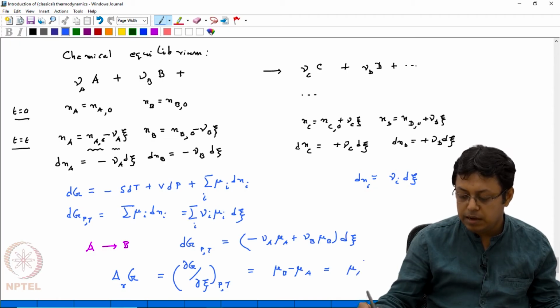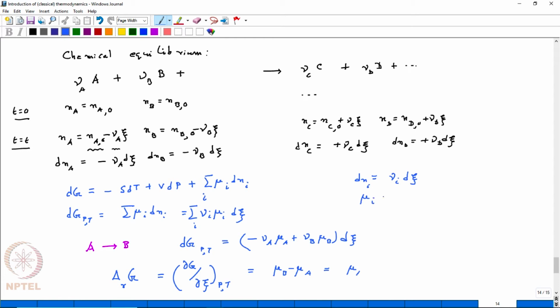So again, any mu we can write as mu I 0 plus RT ln Pi by P0, and then we can replace it. What we see here is some terms like mu B0 minus mu A0 if we collect the standard state chemical potentials, and then we'll have RT ln of Pb by Pb0 divided by Pa by Pa0, because A has a negative sign.